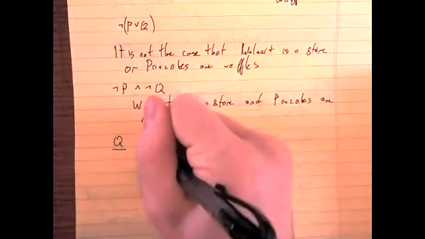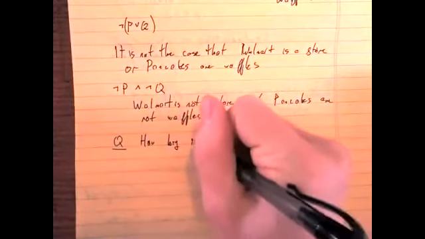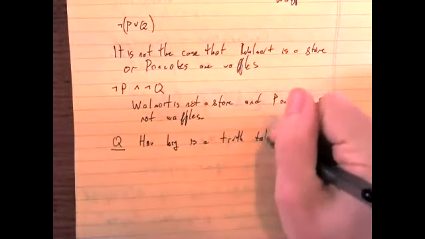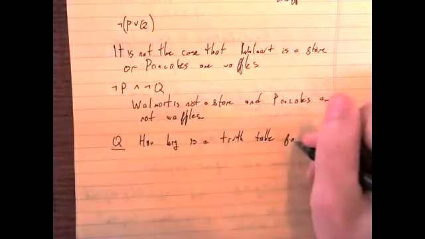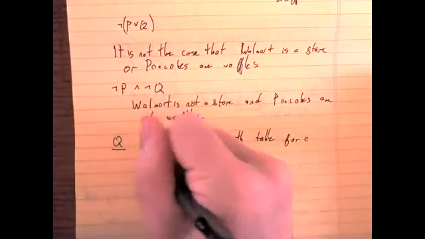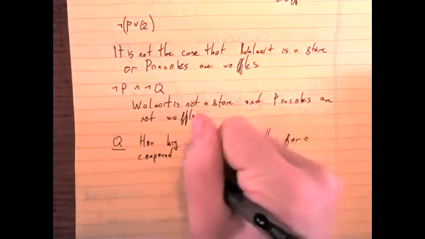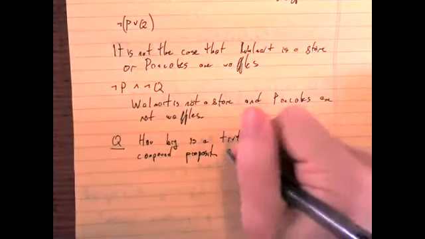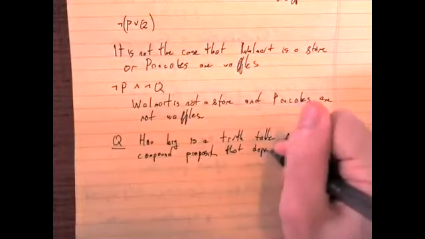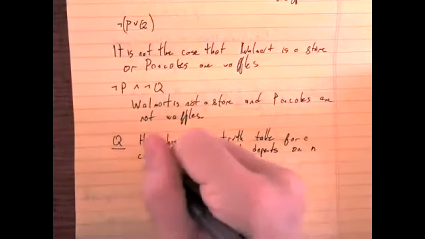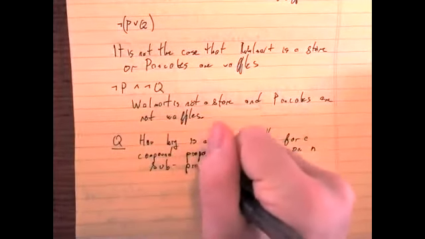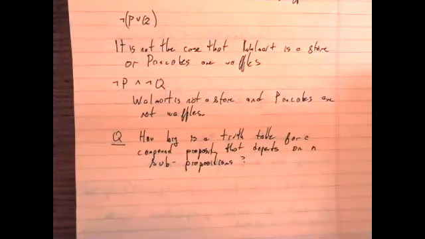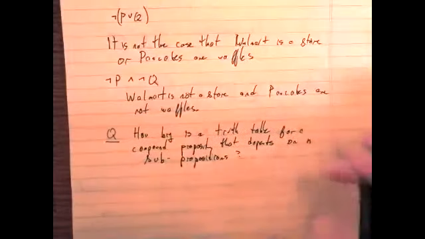So I just want to ask you the following question. How big is a truth table for a compound proposition that depends on n sub-propositions? Does anyone have an idea? Exactly. It's 2 to the n.